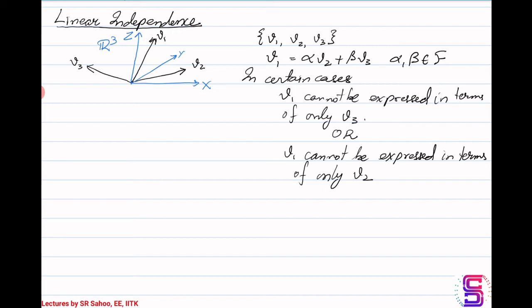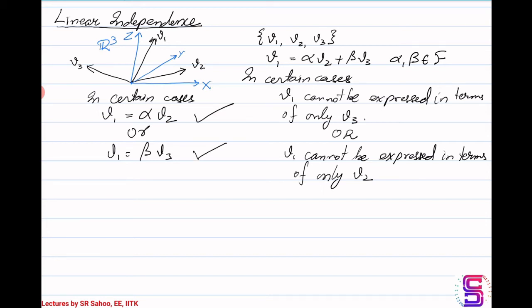Similarly, in certain cases, depending on the choice of v1, v2, v3, v1 can be expressed only in terms of v2, or v1 can be expressed only in terms of v3. Both of them might not be. So either this is true or this is true. Okay.